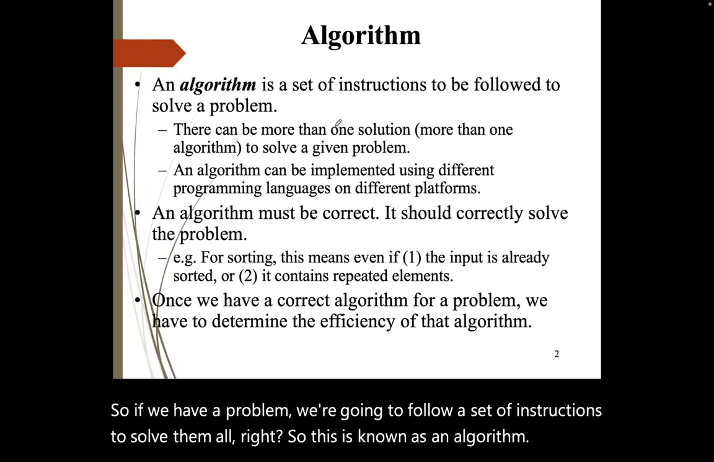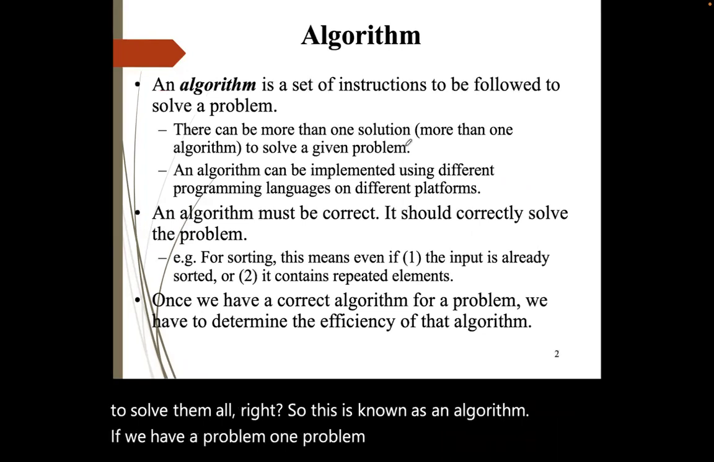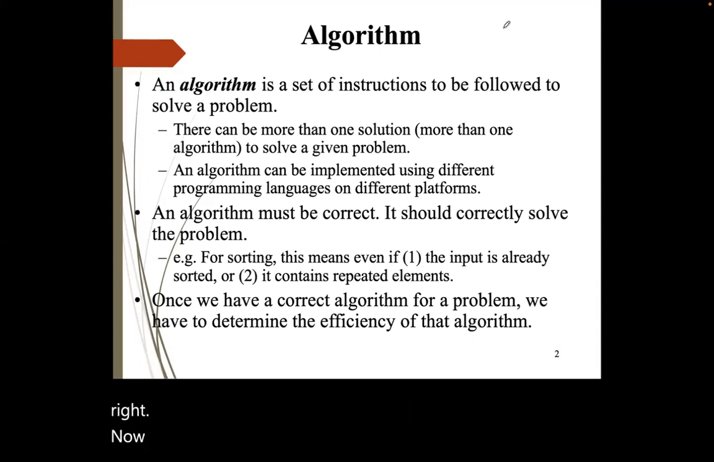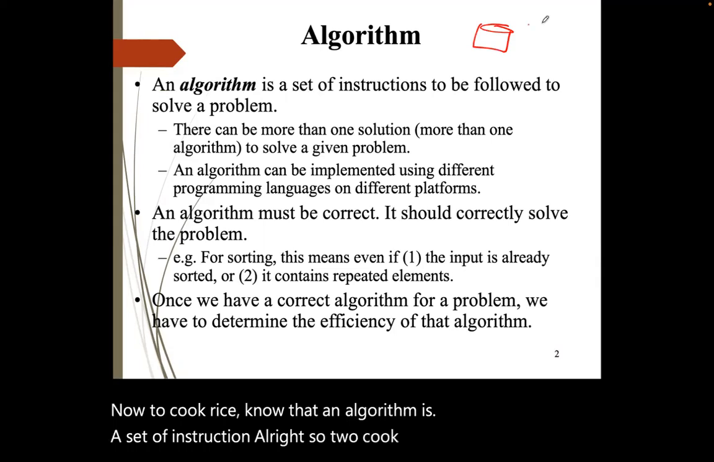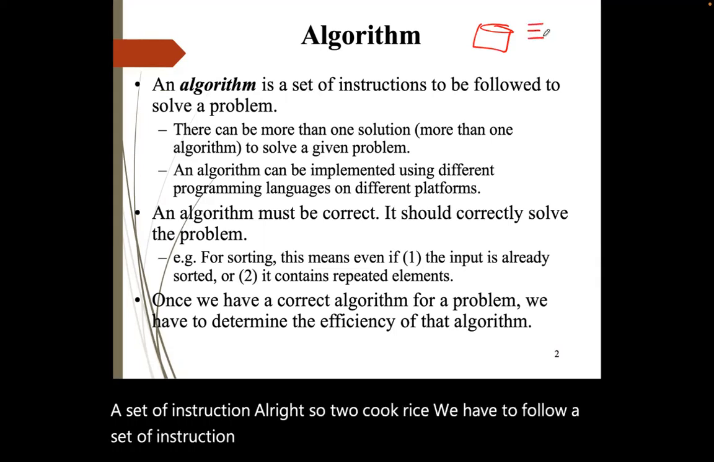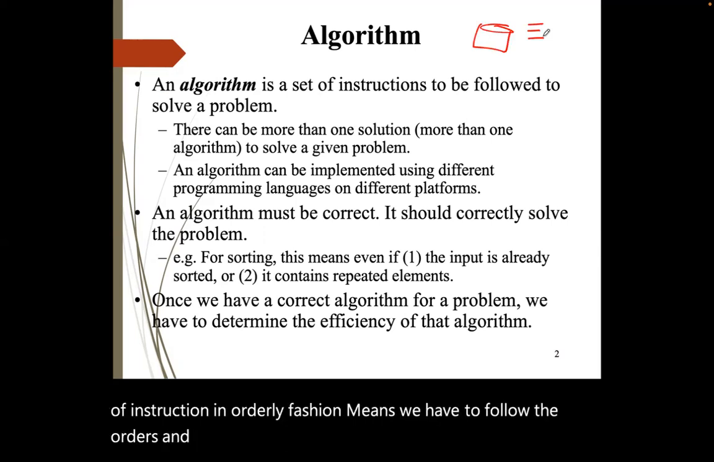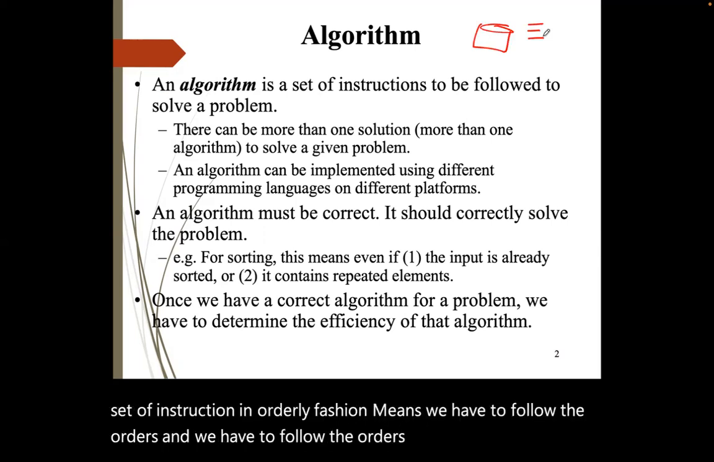Now, if we have a problem, one problem can have multiple solutions. All right. For example, let's say we want to cook rice. To cook rice, we know that an algorithm is a set of instructions. All right. So to cook rice, we have to follow a set of instructions in an orderly fashion. It means we have to follow the order of each instruction.